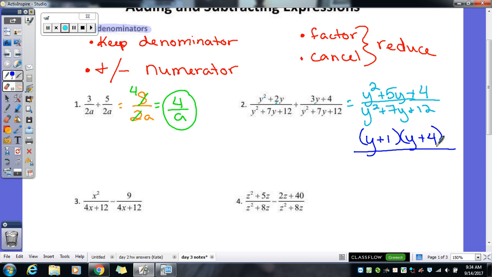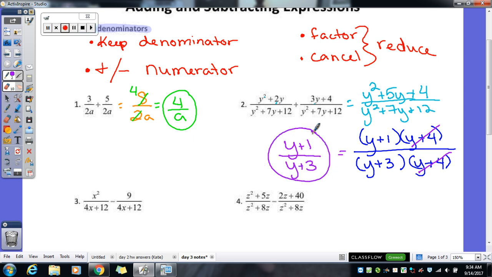So then the denominator, we're multiplying for 12, adding to give us 7. So what two numbers are we going to use? 3 and 4. So this is like what we were doing last class. What can we cancel now? Y plus 4 and y plus 4. So y plus 1 over y plus 3 would be our final answer for that one.